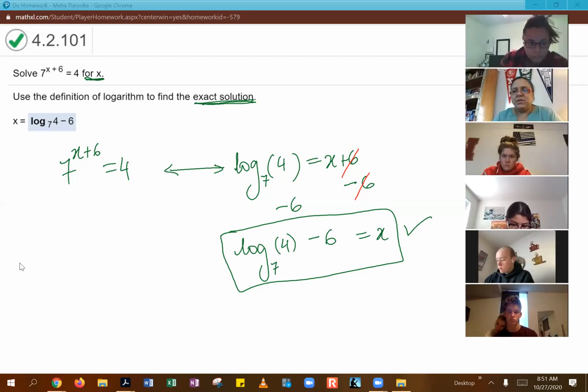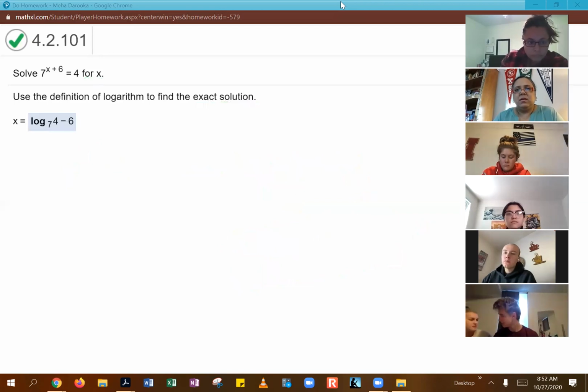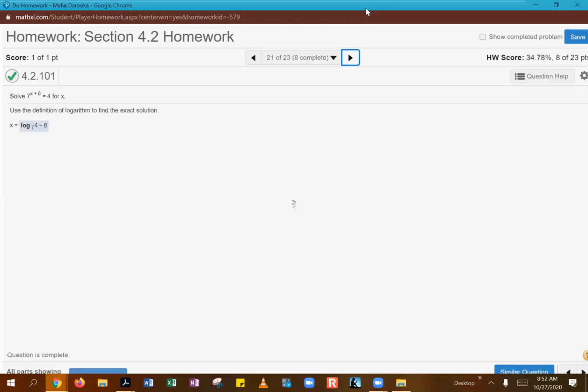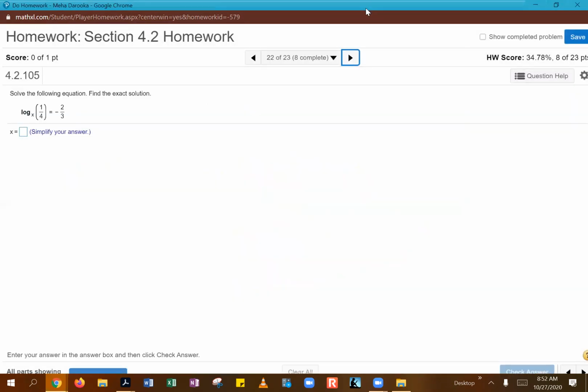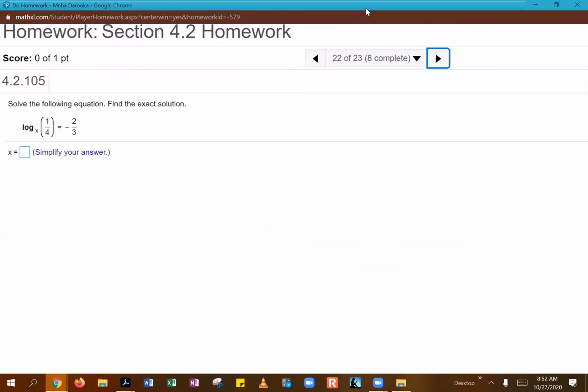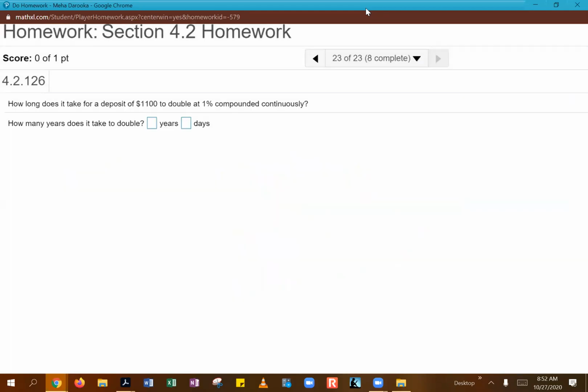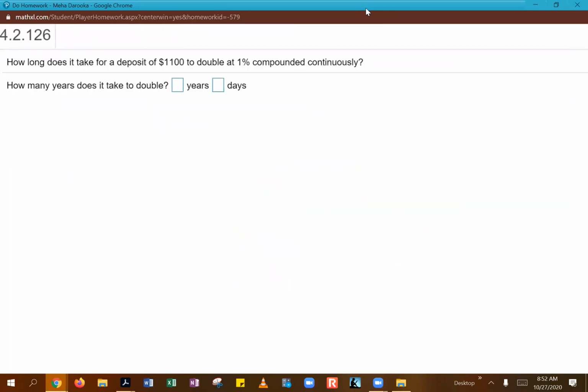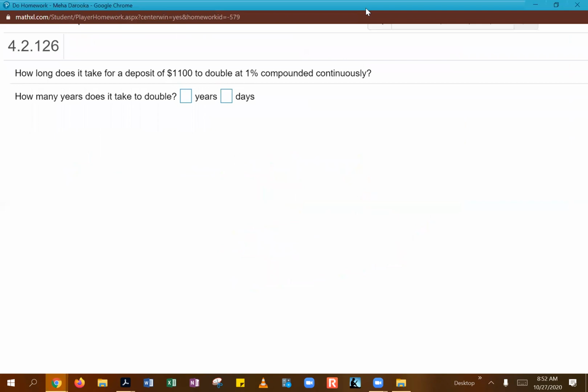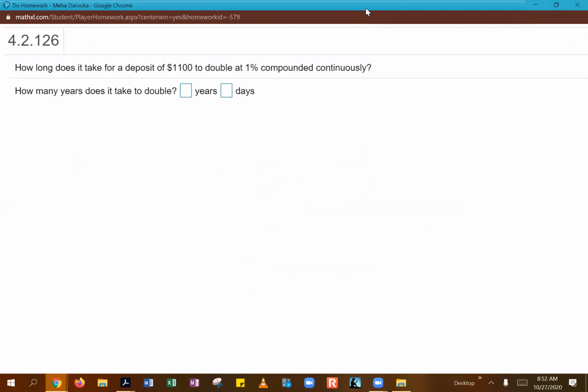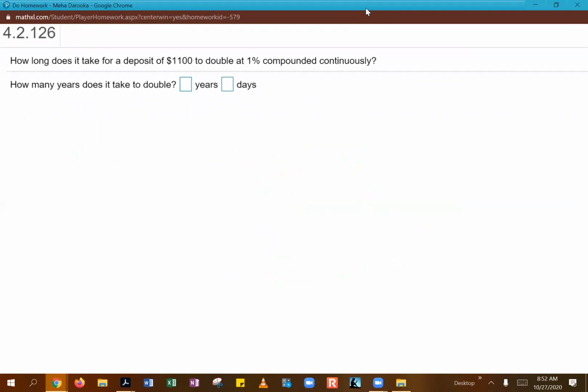Anybody have questions on this? Okay, same thing here. They're asking you to solve for x and find the exact solution. So, work through those kinds of examples. And as always, if you're not sure about anything or you get stuck, I'll definitely help you out with that.